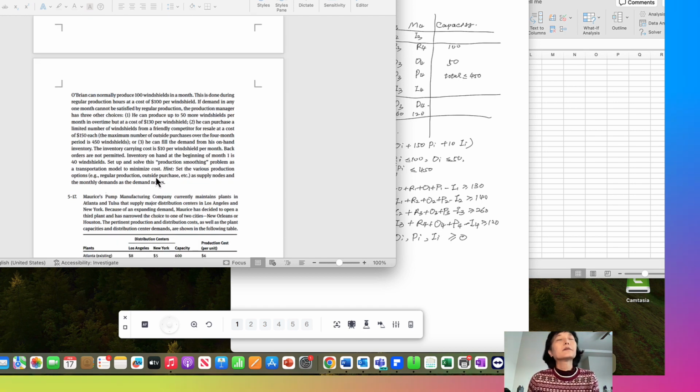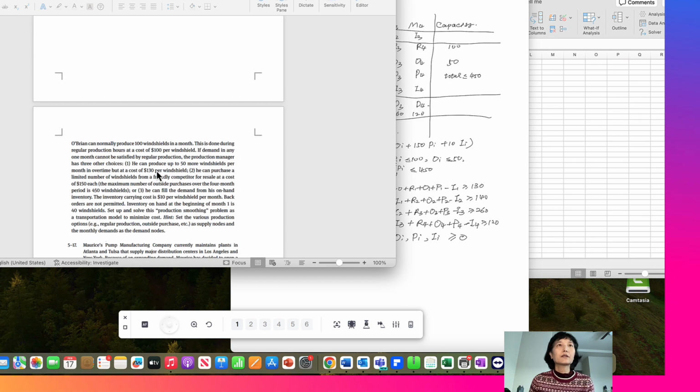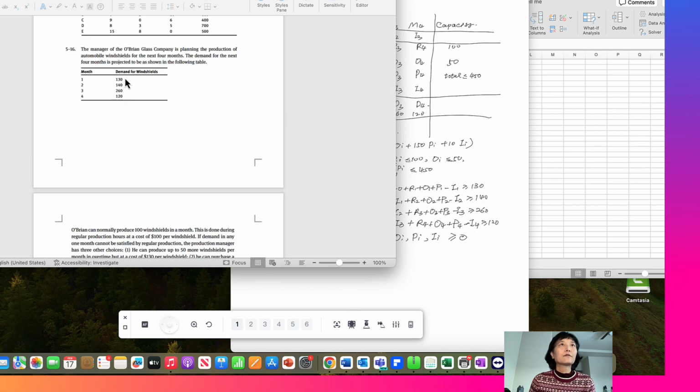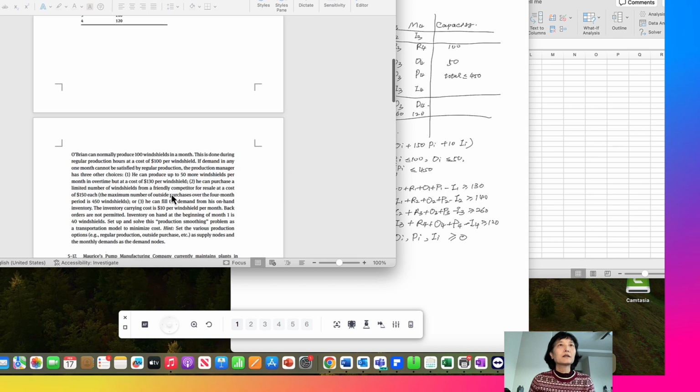Okay, so at this point, you probably recognize this problem is a production scheduling problem, very much like the example we went through in class, with some minor changes. So there is demand for 4 months. There are ways to meet the demand.